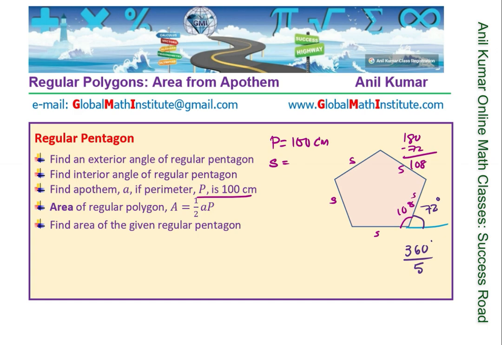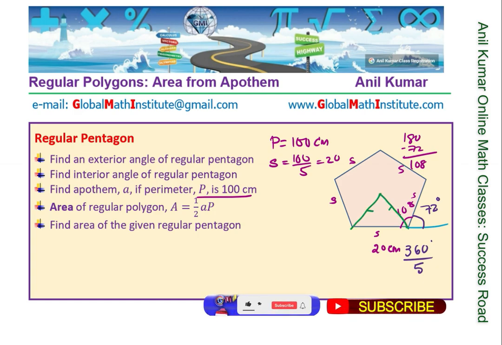In that case, there are 5 sides, right? So 100 divided by 5 gives us 20 centimeters. So each side is 20 centimeters. Perfect. So we then formed the triangles, correct? So the triangle using the center point will give us an isosceles triangle.